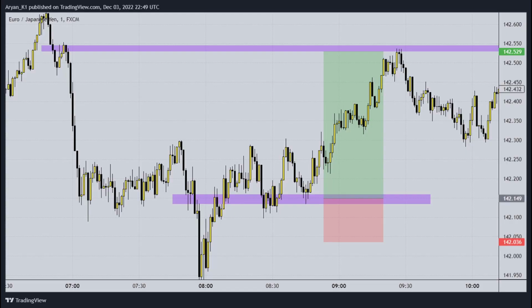For me personally, I always like to place my stop loss below the swing low point, and I like to give it a bit of breathing room just in case price does want to come back down and retest that low before pushing back up again.